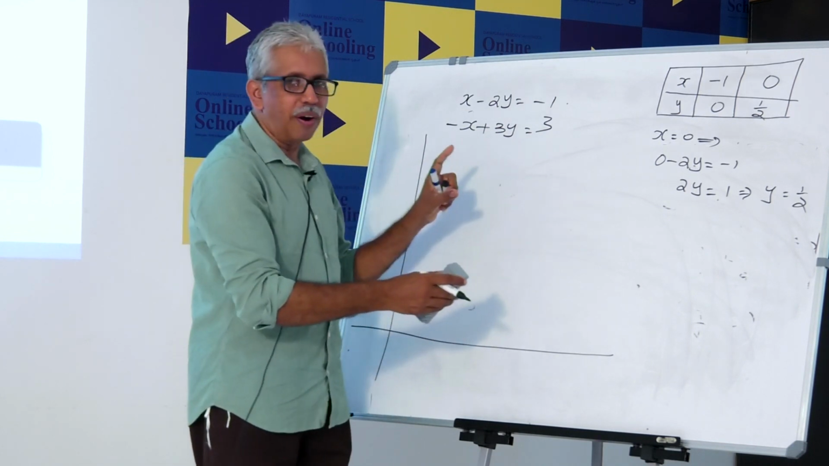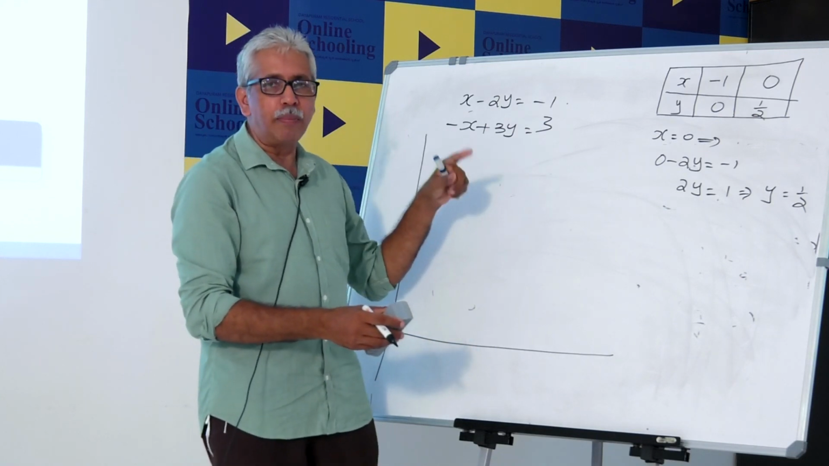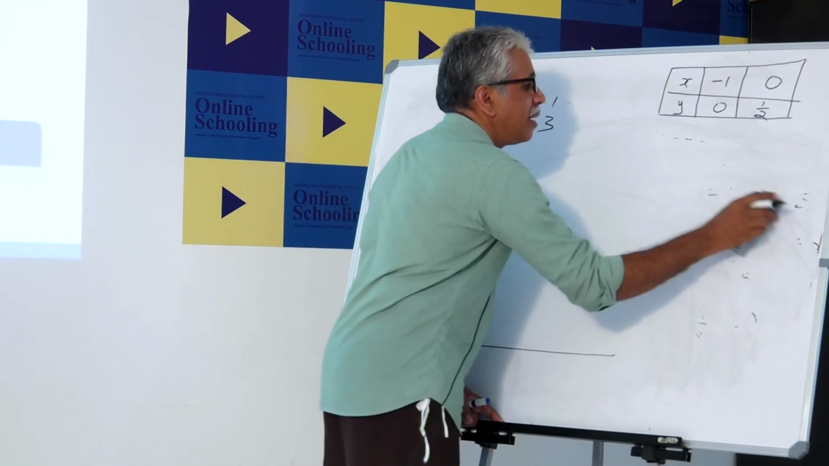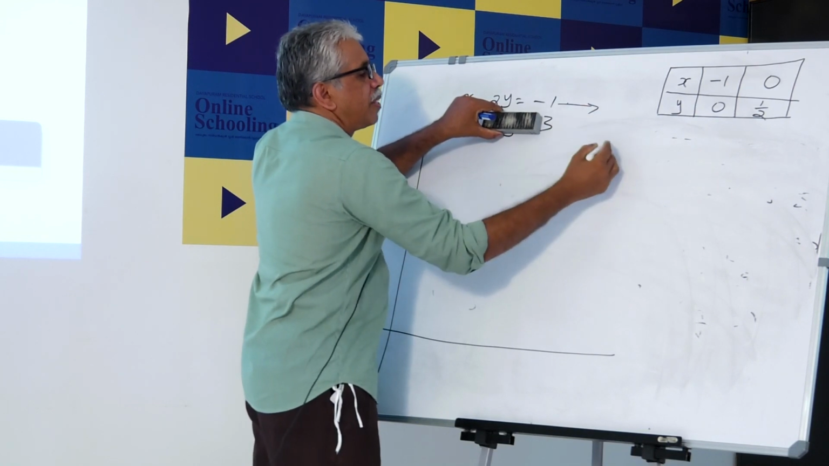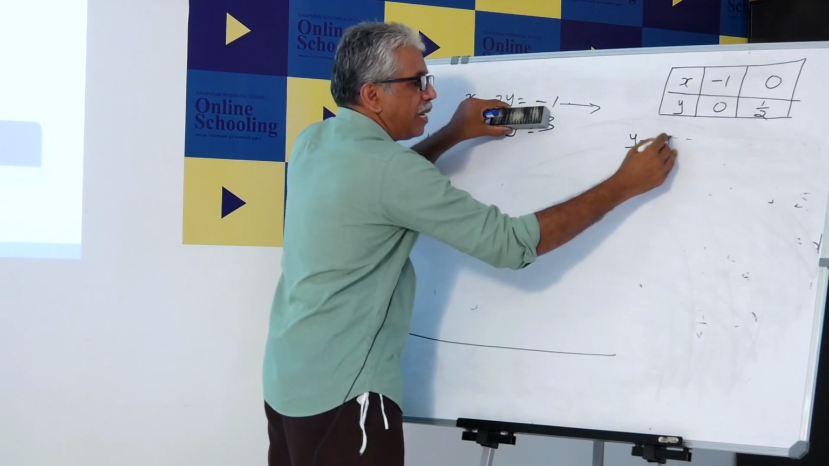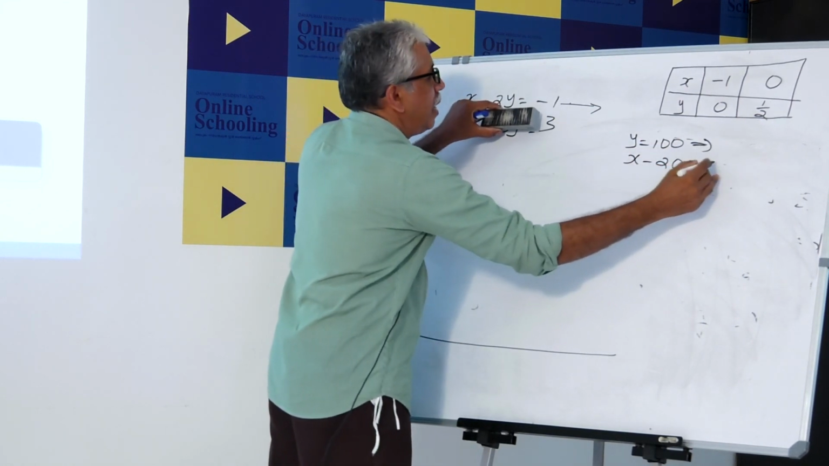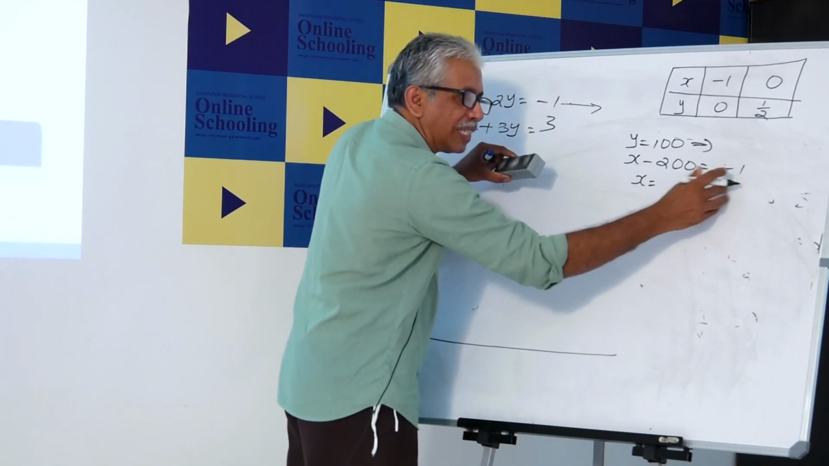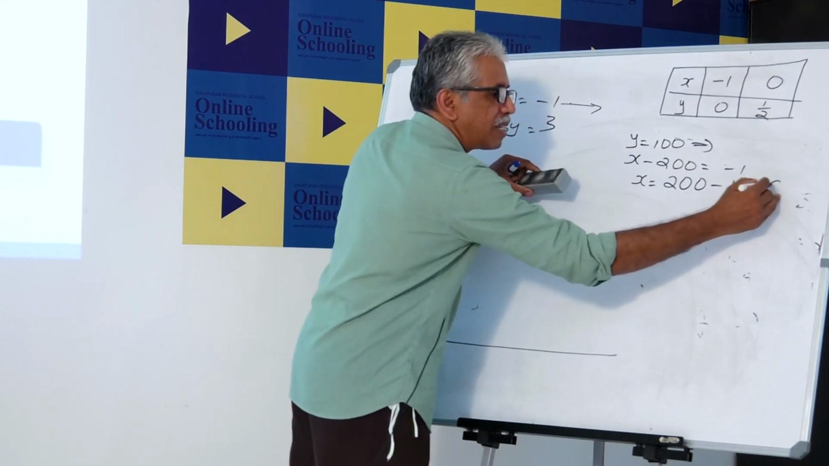So that we have got, but there is no compulsion that always you should take one of the variables to be 0. You can take any value. You can take even y to be 100. So what happens if you take y to be 100? Y equal to 100 means x minus 200 equal to minus 1. Therefore, x equal to minus 1 plus 200, that is 199.